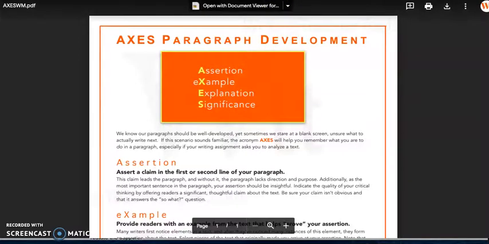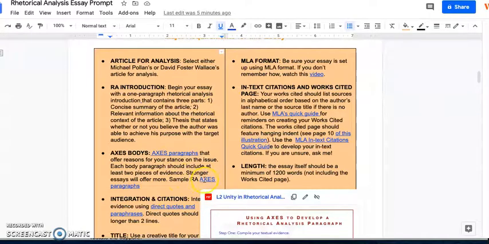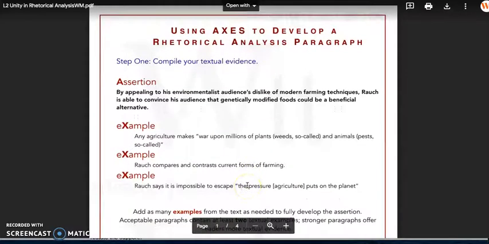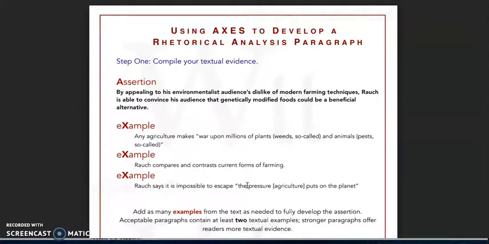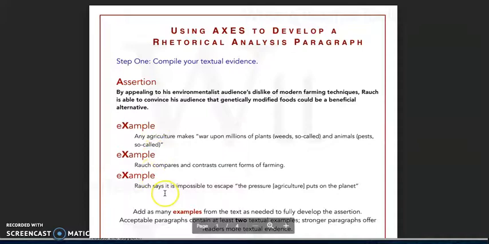Let's take a look at what it actually looks like, and you can read through this document if you want, but let's take a look at what it looks like for rhetorical analysis. If you click on here is the sample paragraph for rhetorical analysis, and what I'm going to recommend that you do when you write your paragraphs is go through these different steps. Hopefully you will have already created your topic sentences or your assertions. So you have your assertion, and then your next step is to compile your evidence. Go back into the text and find as many examples in the text that help prove that assertion as you can. Just list out all those examples.